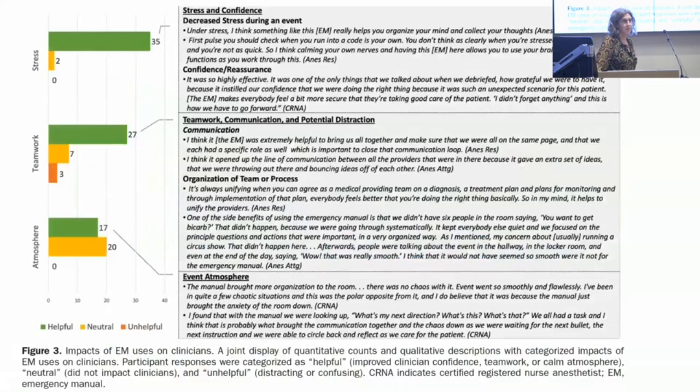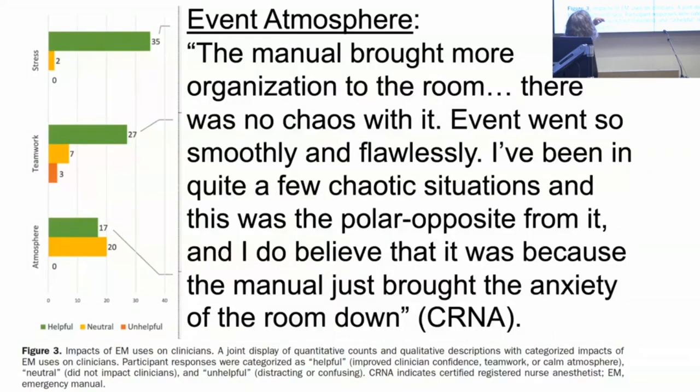This is a joint display for any of you who are interested in mixed methods research. This is one of the ways to present data that has both the quantitative numbers, which are important in summarizing, as well as the qualitative. So I'm just going to put up a quote there from one of these. So you can see on the left the categories of the themes of stress, teamwork, and atmosphere.